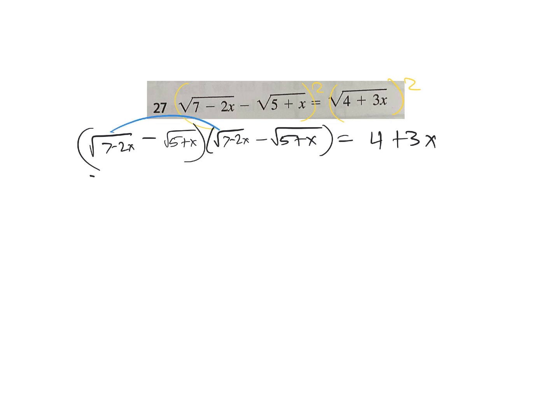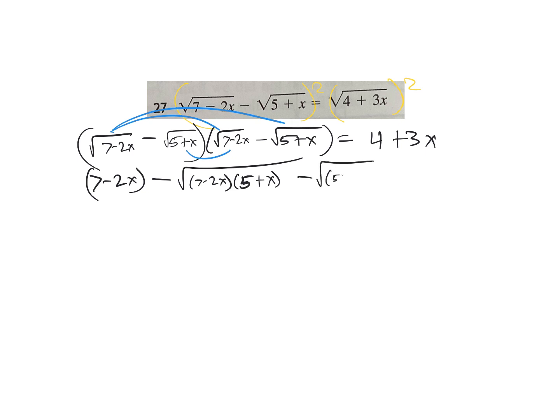Distribute. We get 7 minus 2x. All right. And then you distribute to the last part. That's going to be negative. And what do we have? The 7 minus 2x and the 5 plus x. Okay. And then we distribute this part. And again, this makes a minus. The same thing. 5 plus x and 7 minus 2x. And the last one, a negative times a negative is a positive, and that's 5 plus x. What's that equal? 4 plus 3x.